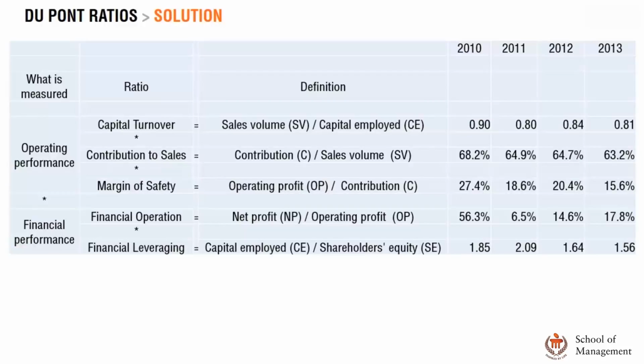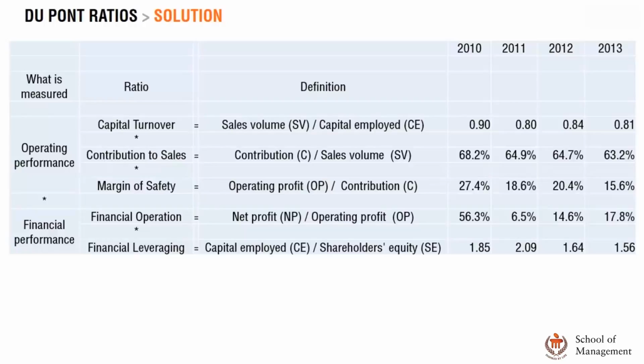The contribution to sales ratio has fallen sharply through the 4 years to run down from 68.2% to 63.2% by the end of the 4th year. Margin of safety, which is operating profit divided by contribution, has also been adverse or unfavorable. In 2010, the company could get 27.4% of its contribution into its operating profit, whereas this figure has come down to 18.6% in 2011 and then has gone up to 20.4% in 2012 to fall again to 15.6% in 2013.